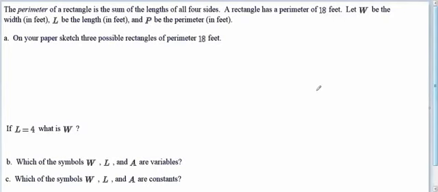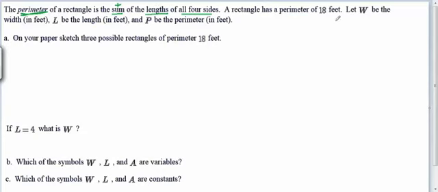Hi! This example deals with the perimeter of a rectangle, the idea of perimeter. And they begin by giving us a formula for the perimeter of a rectangle. They say it's the sum of all the lengths of all four sides. Remember here in mathematical language the word sum always means addition. So we obtain the perimeter of a rectangle by adding together the lengths of all four sides.